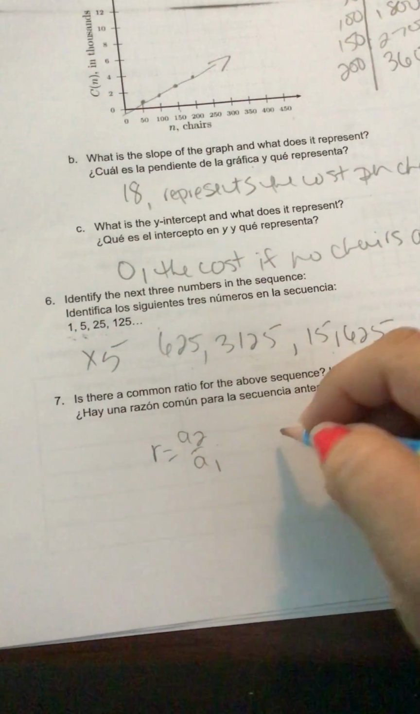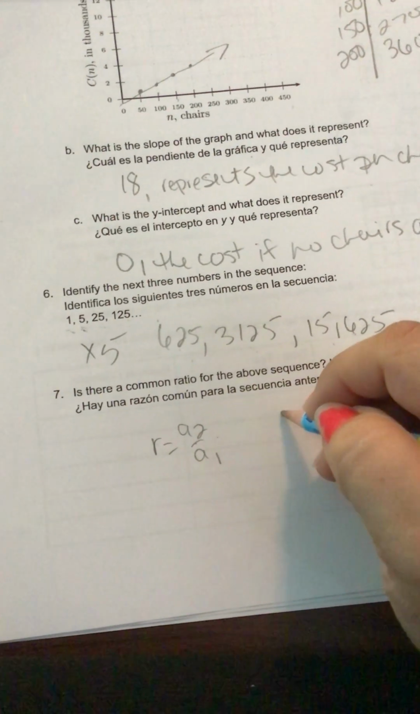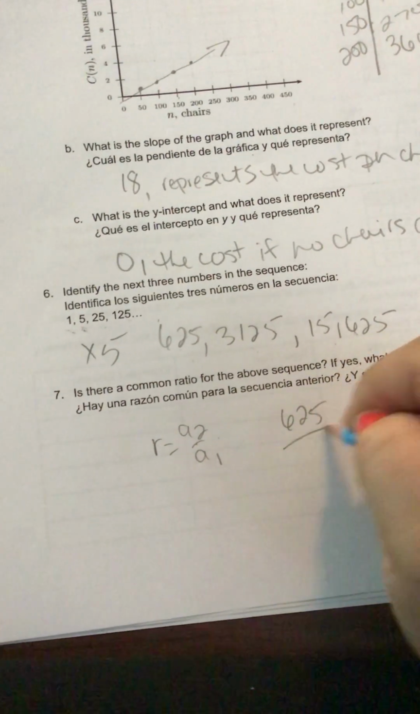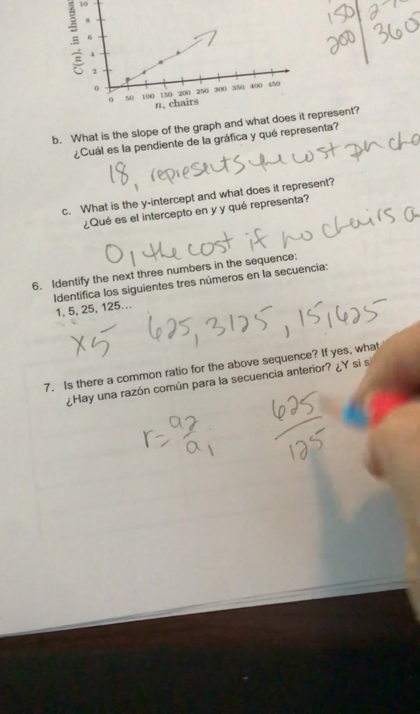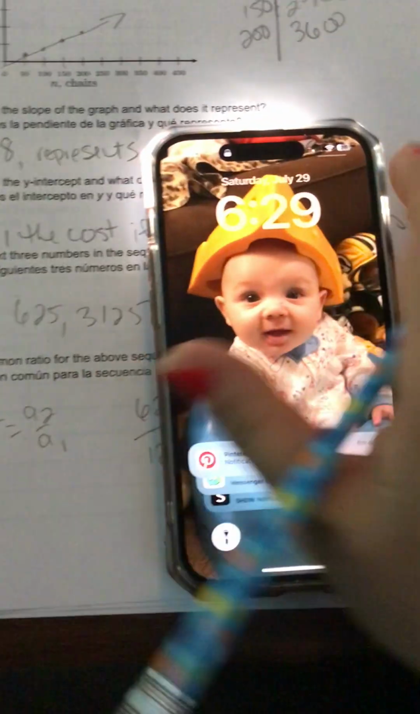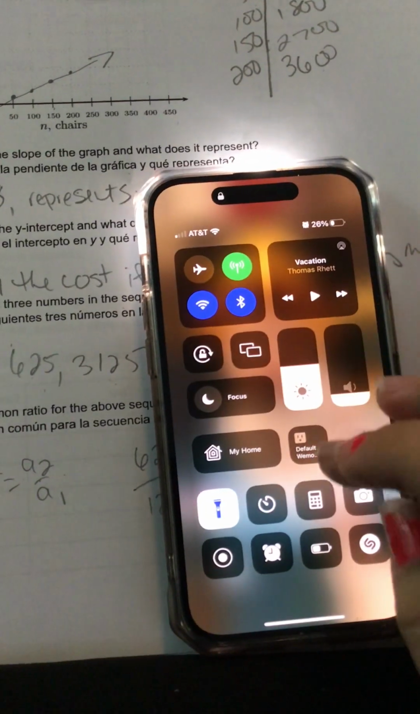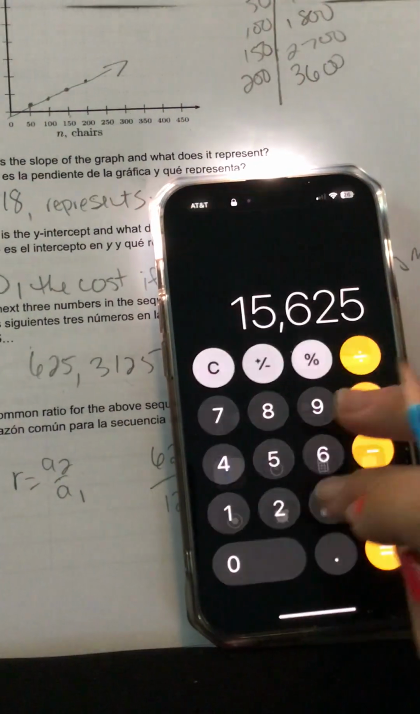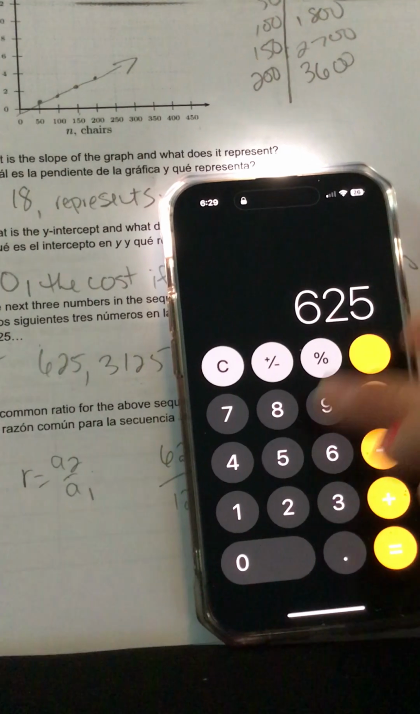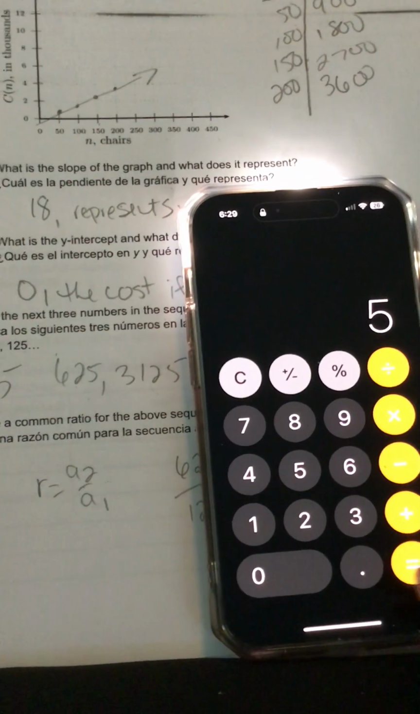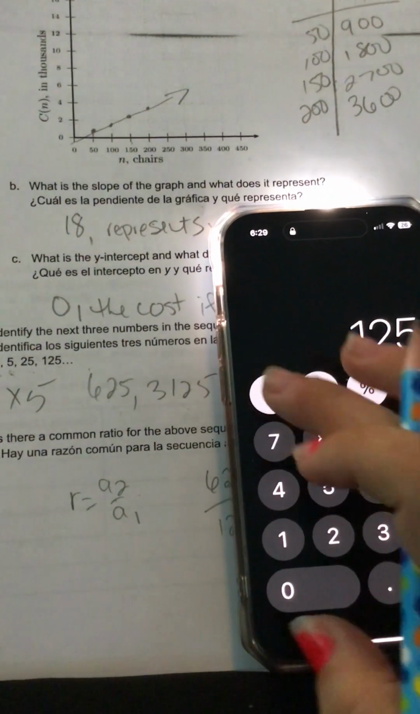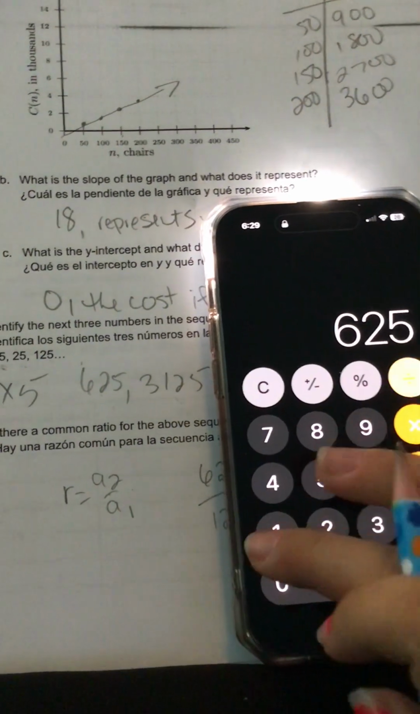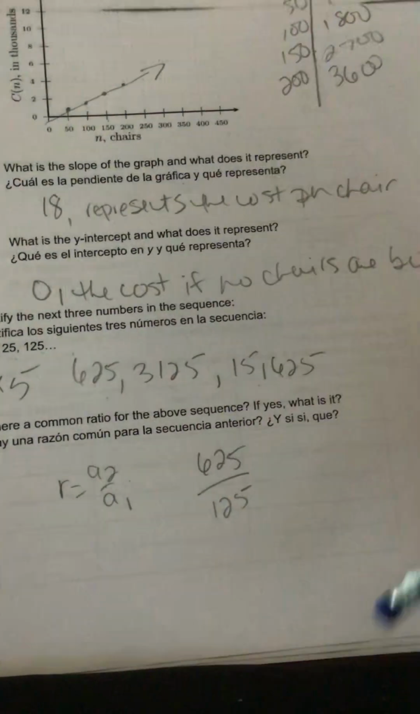So let's do a number that we've calculated and a number that's already there. So I'm going to do 625 divided by 5. Nope, sorry. 625 divided by 125 is 5.